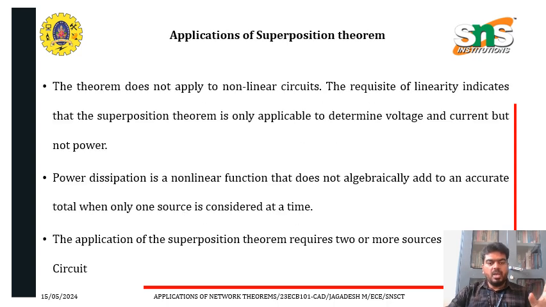When it comes to application, the theorem does not apply to non-linear circuits. It is applicable only to linear circuits. The requirement of linearity indicates that the superposition theorem is only applicable to determine voltage and current, but not power. Power dissipation is a non-linear function that does not algebraically add to an accurate total when only one source is considered at a time. The application of the superposition theorem requires two or more sources in the circuit.